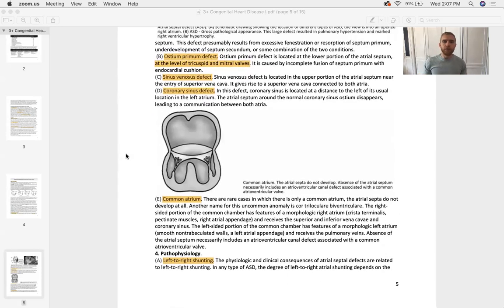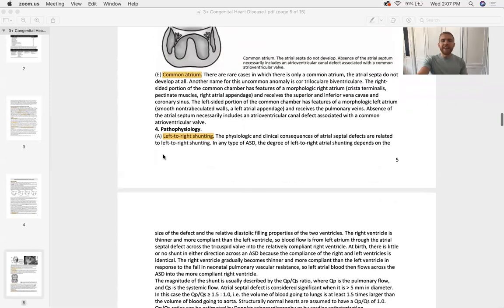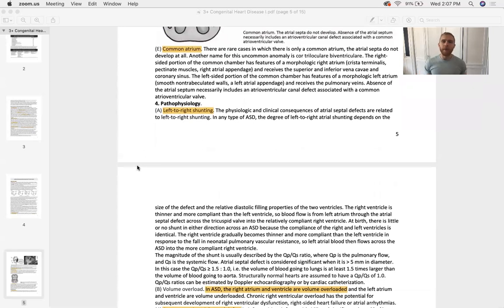Finally, there's this atrial defect called the common atrium, which we will get back to at the end of this lecture because there's a different pathology that looks very similar to it. So all atrial septal defects initially present with left to right shunting. Why is that? Because the blood coming back from the pulmonic circuit is a higher pressure than the blood entering the right side from the systemic circuit.